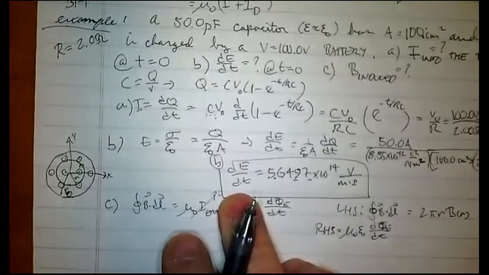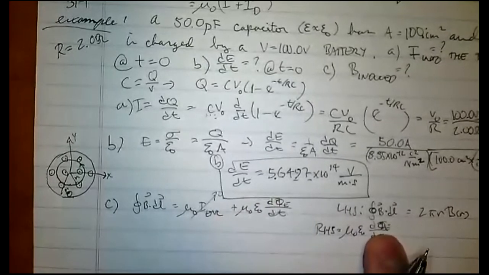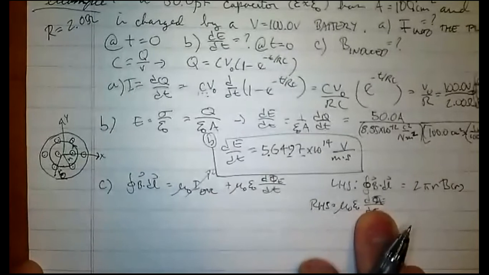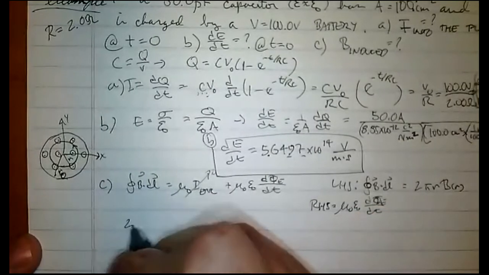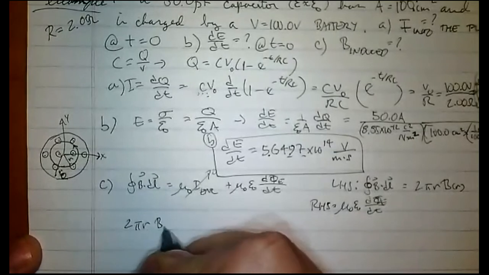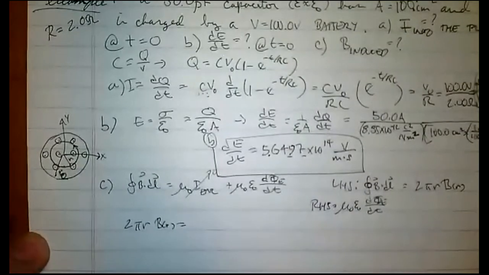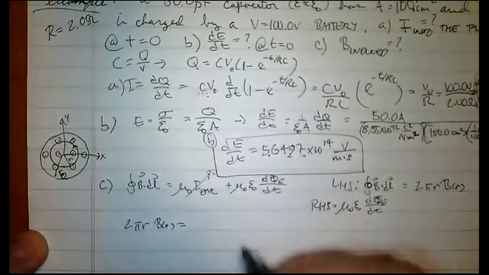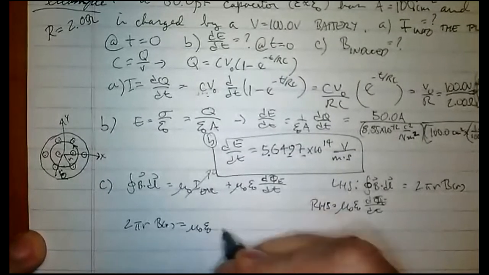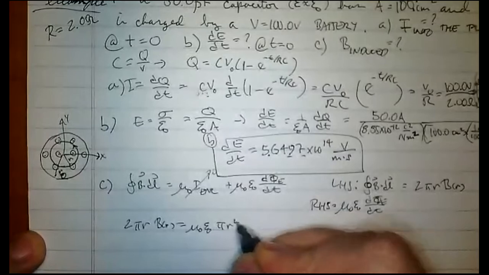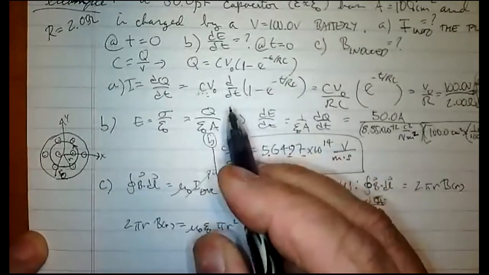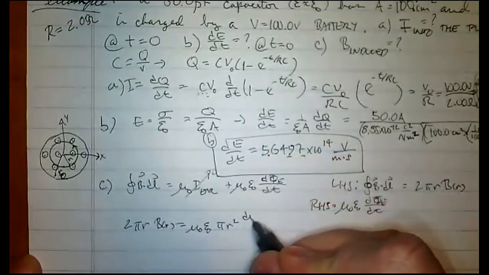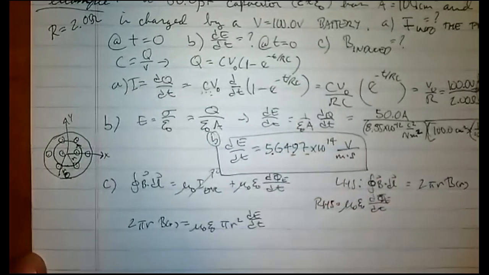Well, we've got dE/dt, so all I really have to do is multiply that by the area, because the area is not changing. The orientation of E with respect to the area is not changing. So ultimately, I'm going to get 2 pi r B of r is equal to mu 0 epsilon 0 times pi r squared, because that's the amount enclosed, times dE over dt, which we actually got a numerical value for.